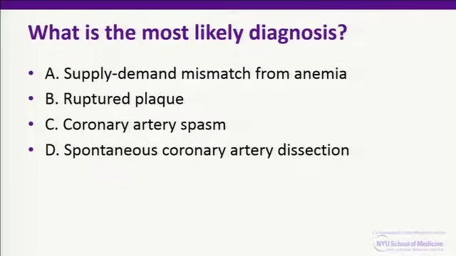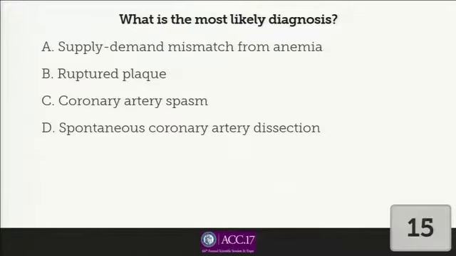What do you all think is the most likely diagnosis in this particular case? Could it be supply-demand mismatch from anemia? She's certainly anemic. A ruptured plaque, coronary artery spasm, or maybe this is spontaneous coronary artery dissection. So let's see what you all think before we get imaging.